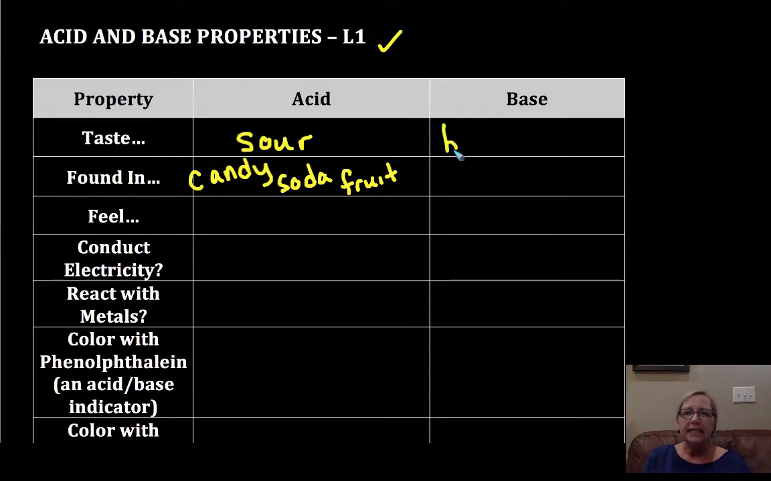So bases tend to taste bitter. Baking soda. So if you go home and put a little baking soda on your tongue, I remember being a little girl eating cookie dough and every once in a while getting a chunk of baking soda, and it was very, very bitter. So baking soda would be a good example of a base. And some of your vegetables are bases.